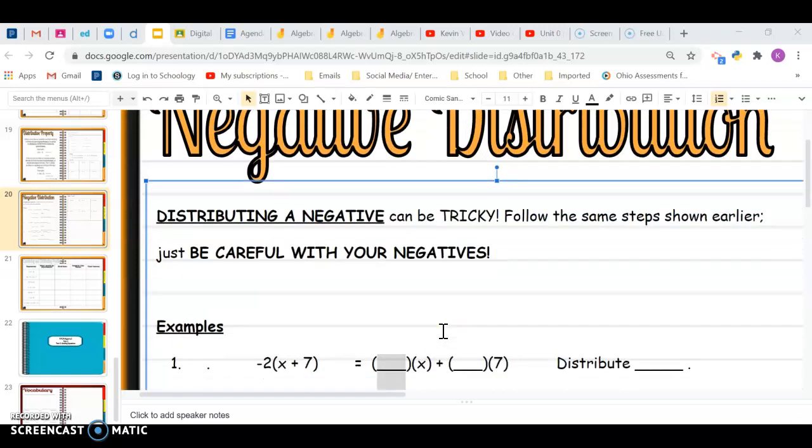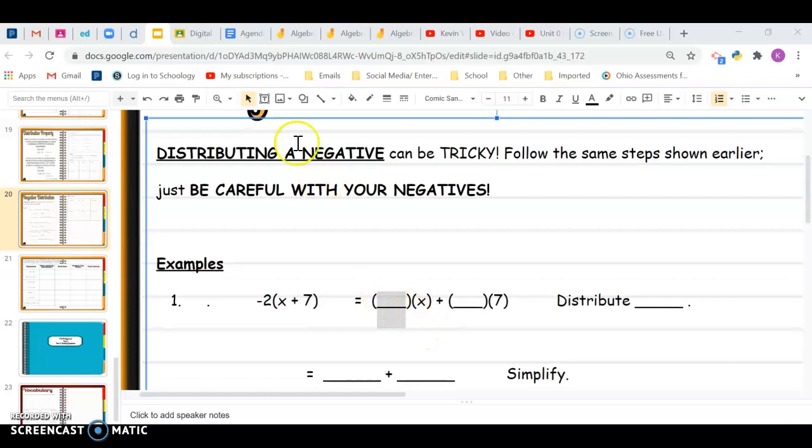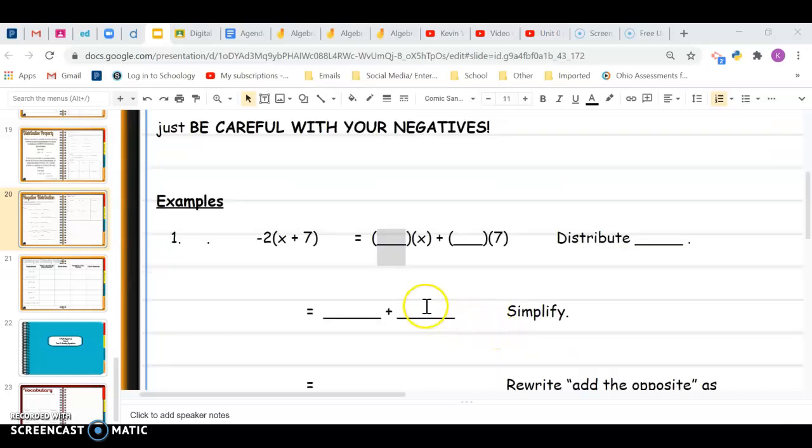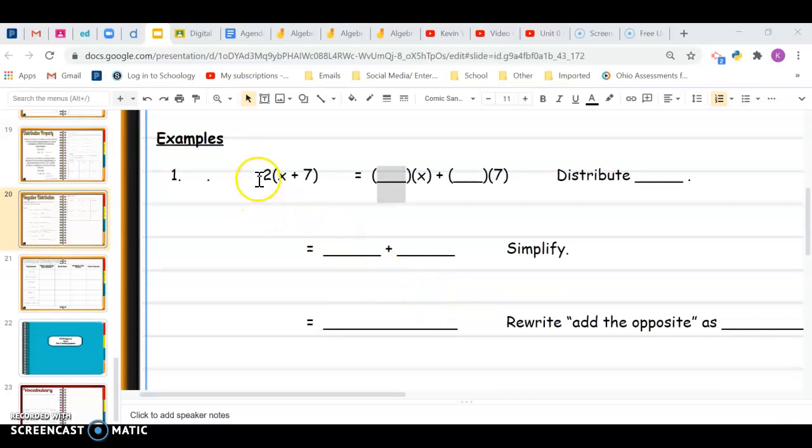All right. So just a quick admonishment, a quick warning. Distributing a negative can be tricky. Follow the steps as shown earlier. Just be careful with your negatives. So in our first example here, we're going to make sure that we distribute this negative 2 into this parenthesis with x plus 7. So just like we did before, we're just going to first go off and replace these two parentheses with negative 2.